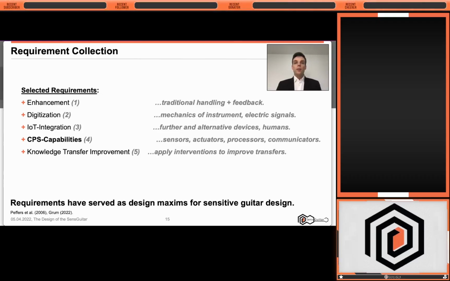Fourth, cyber-physical system capabilities. The stringed musical instrument needs to provide components of sensors, actuators, processors, and communicators so that cyber-physical system capabilities can be realized.